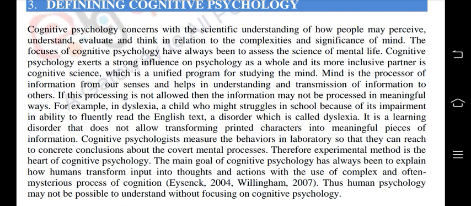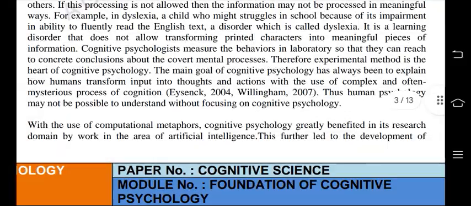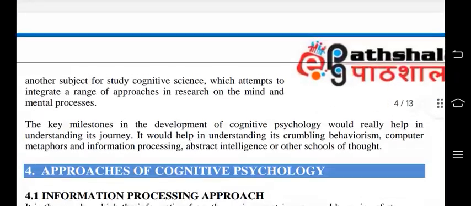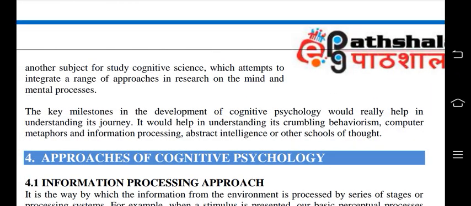The main goal of cognitive psychology has always been to explain how humans transform input into thoughts and actions with the use of the complex and often mysterious process of cognition. Human psychology may not be possible to understand without focusing on cognitive psychology. With the use of computational metaphors, cognitive psychology greatly benefited in its research domain by work in the area of artificial intelligence. This further led to development of another subject for study, cognitive science, which attempts to integrate a range of approaches in research on the mind and mental processes.